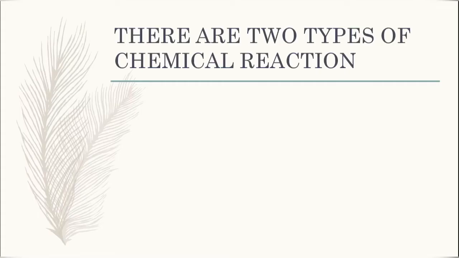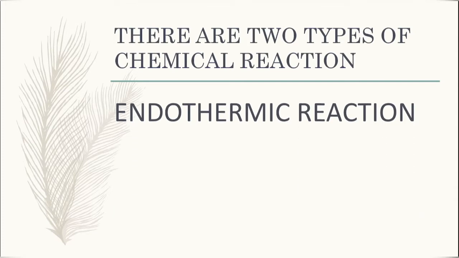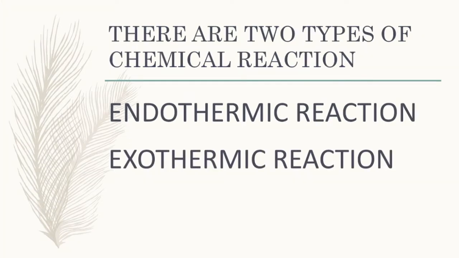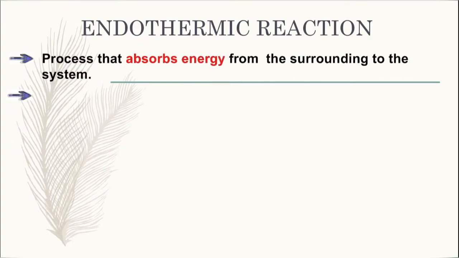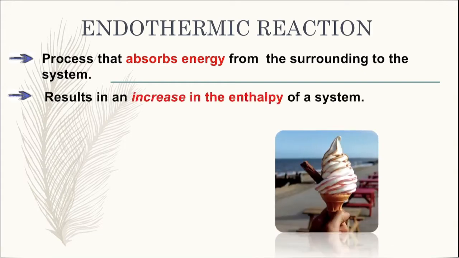In learning about heat change in thermochemistry, there are two types of chemical reactions involved. It is endothermic reaction and also exothermic reaction. We'll go through them one by one. Endothermic reaction is a process that absorbs energy from the surrounding to the system. This process results in an increase in the enthalpy of a system. If we refer this example from before, ice cream will absorb heat from the surrounding and it will melt. In a way, this is an endothermic reaction.